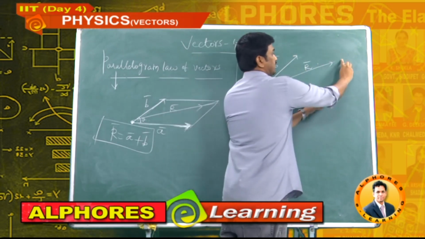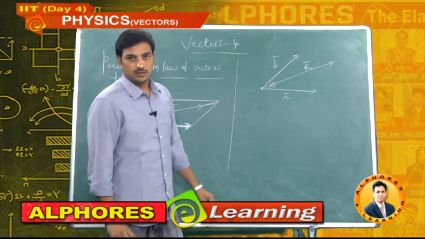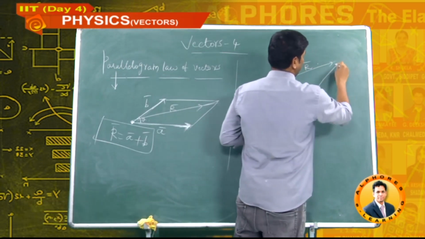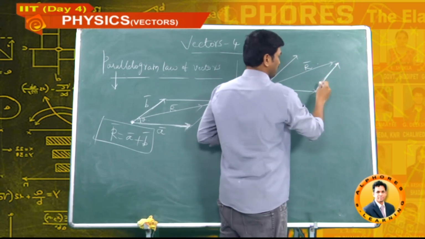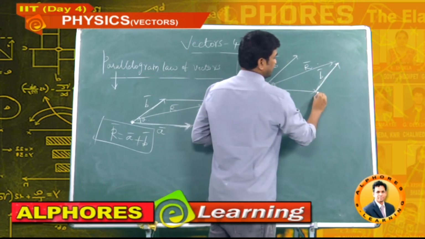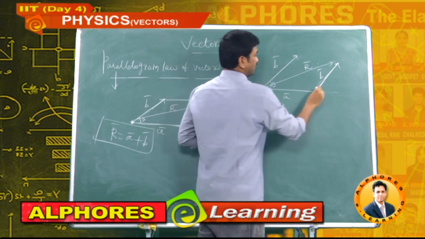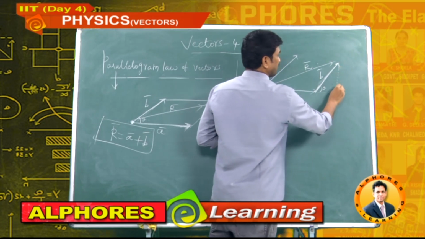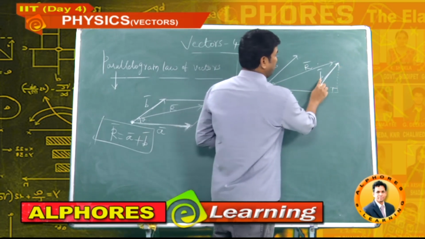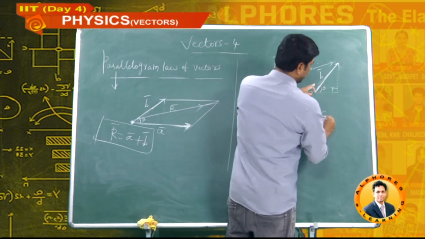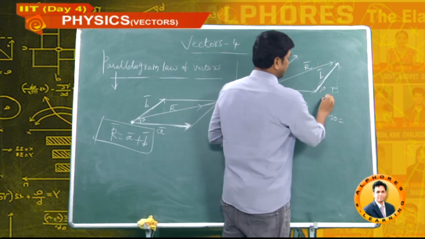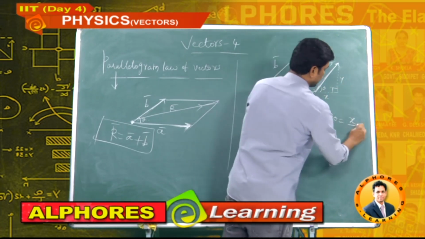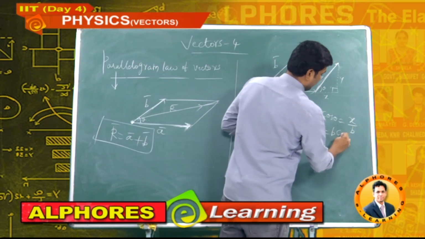See, B bar can be shifted to here. That's called parallel shifting. B bar, from here to here, I am shifting. It's B bar, just a dotted line. This is theta, this is also theta. Now it is also a dotted line. Right angle triangle. What is cos theta? Let this be x, this be y. Cos theta is equal to adjacent side by hypotenuse. What is x? B cos theta.